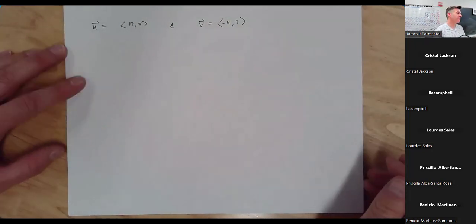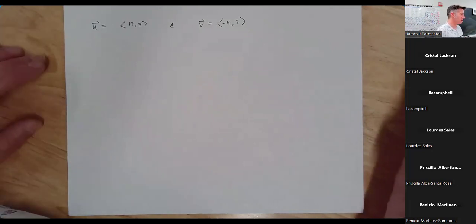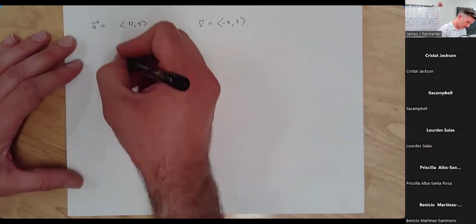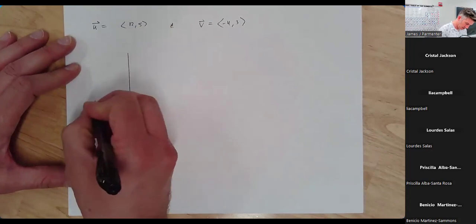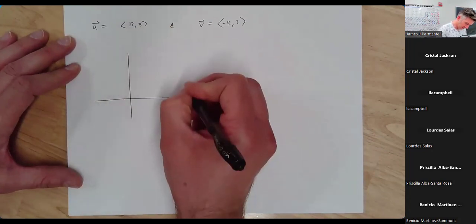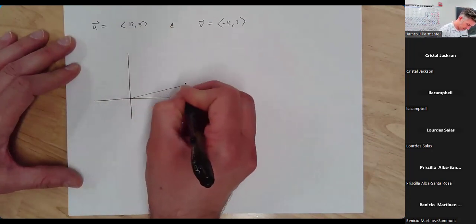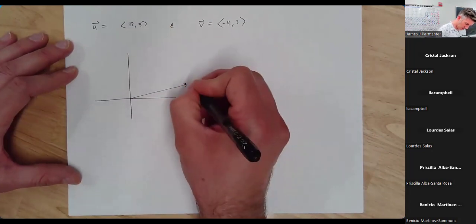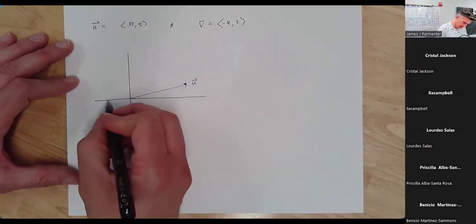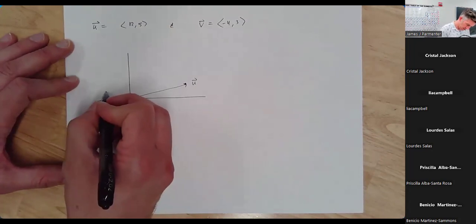I'm picking vectors that have nice magnitudes, just in case you weren't aware. So here's what this looks like. Over 12, up 5 might be like that. Here's the vector U. And the vector V is left 4, up 3, maybe looking somewhat like that. Again, these are approximations. They're not perfect.